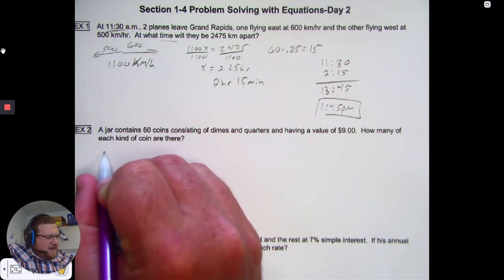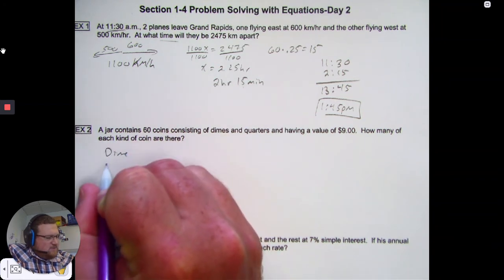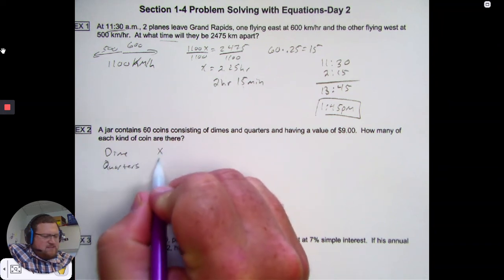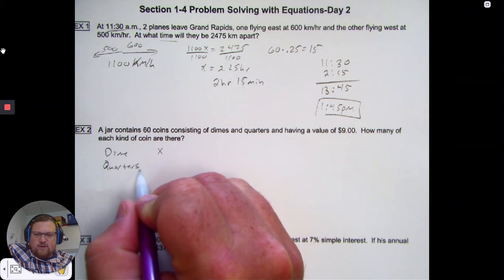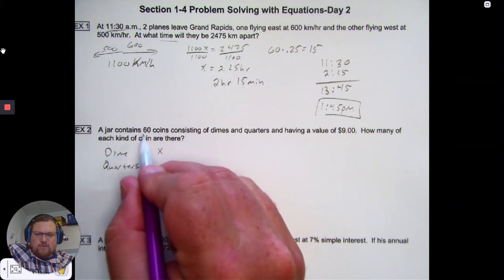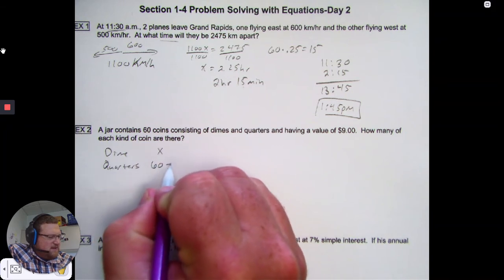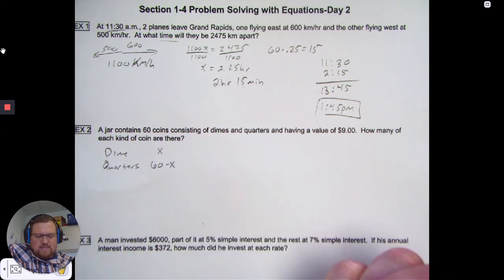So if I want to identify, so I have dimes and quarters. If I want to identify my dimes as x, then if I want to know how many quarters there are, I just take the total number, which is 60, and subtract the number of dimes, and that will tell me how many I have. So just 60 minus x.